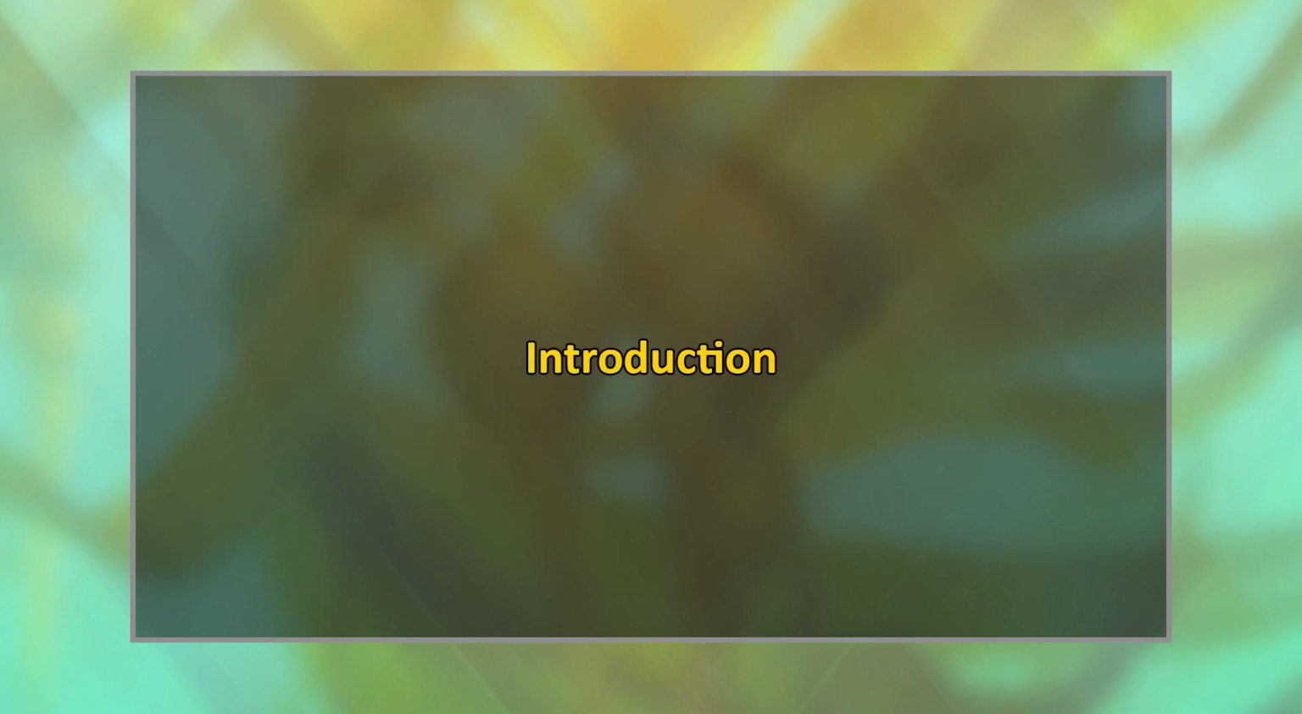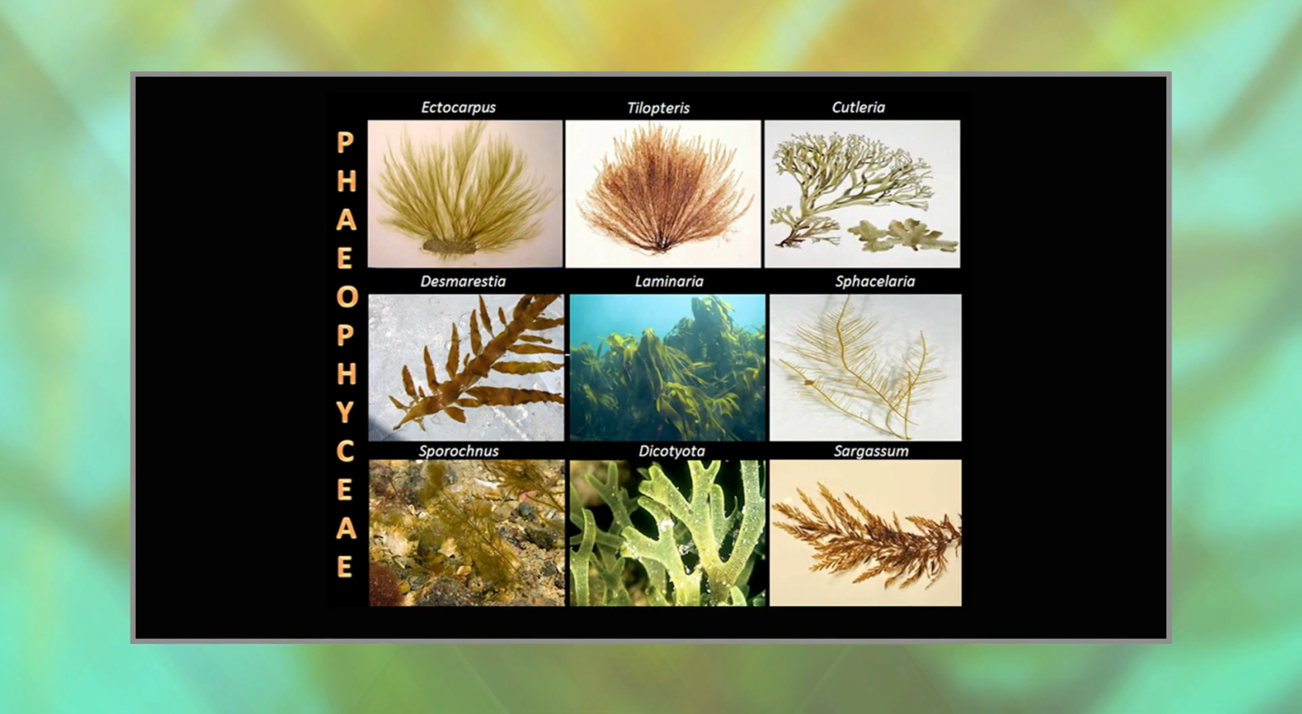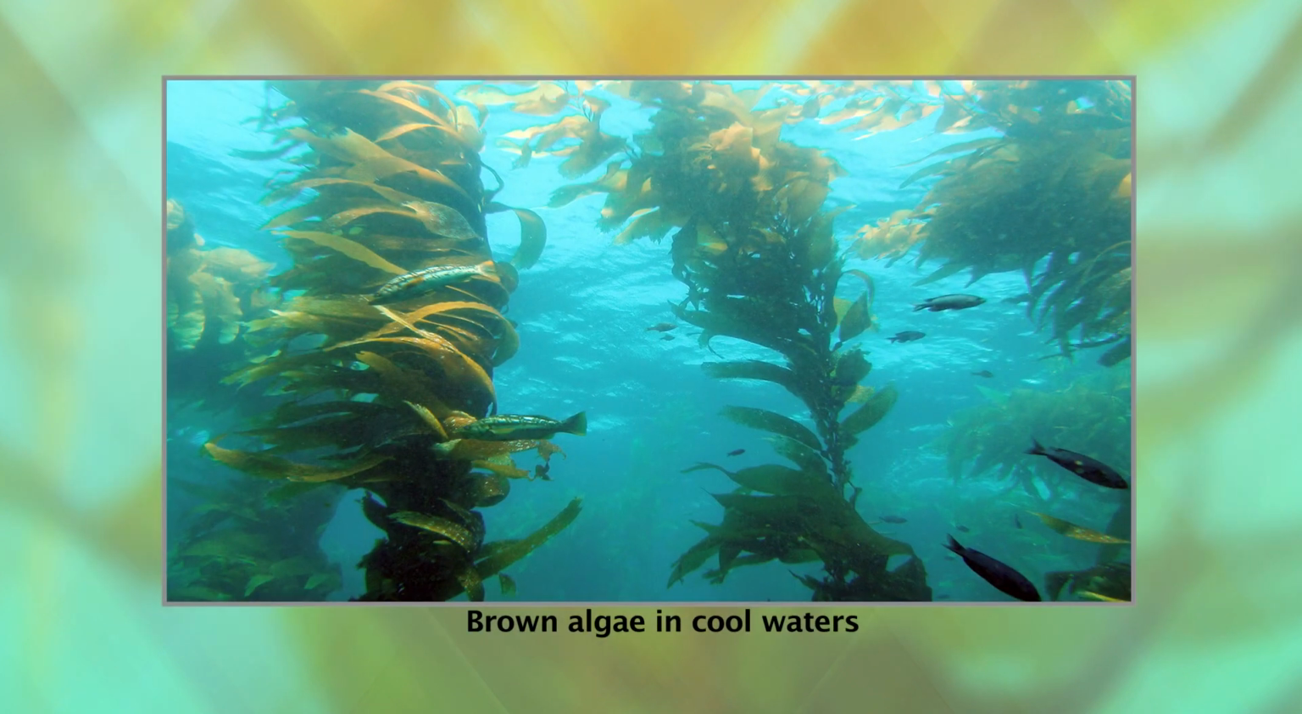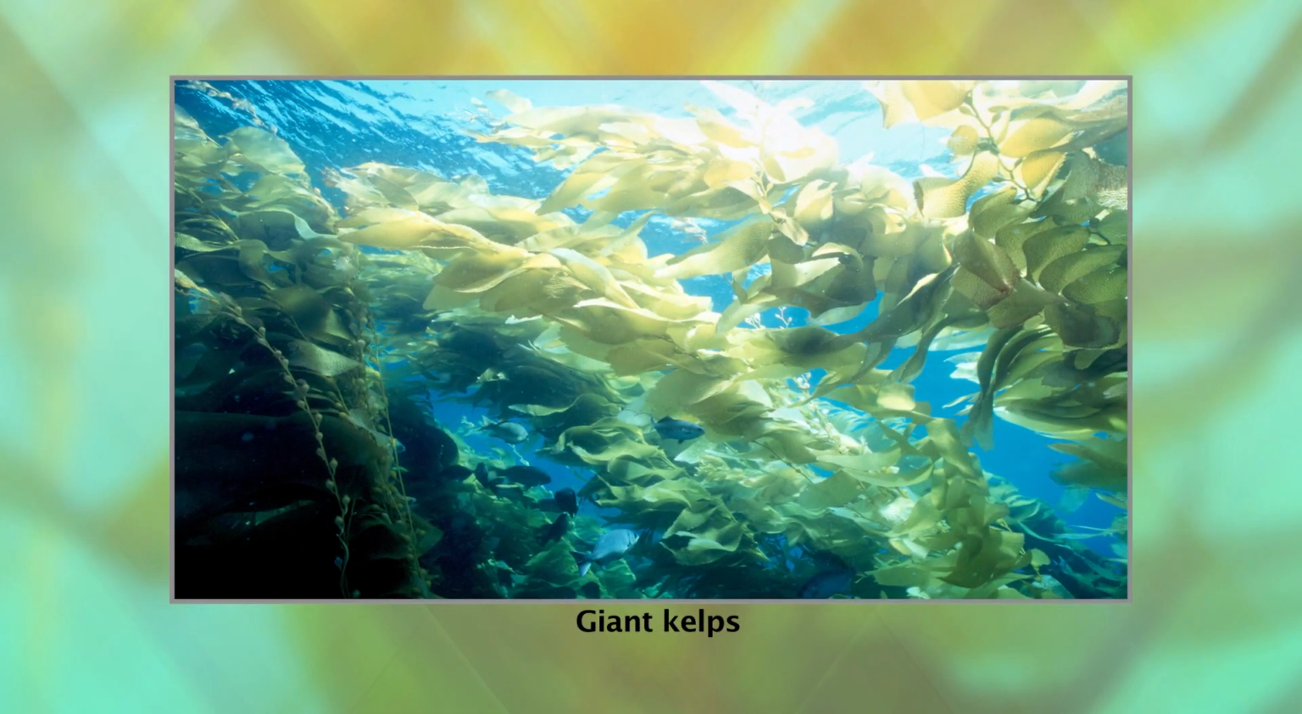To begin with, let me give a brief introduction. The Fucus or brown algae number about 1500 species, almost all of which occur in marine environments. These seaweeds are especially abundant in cool waters. Species of brown algae are macroscopic in size, including the giant kelps that can routinely achieve lengths of tens of meters.